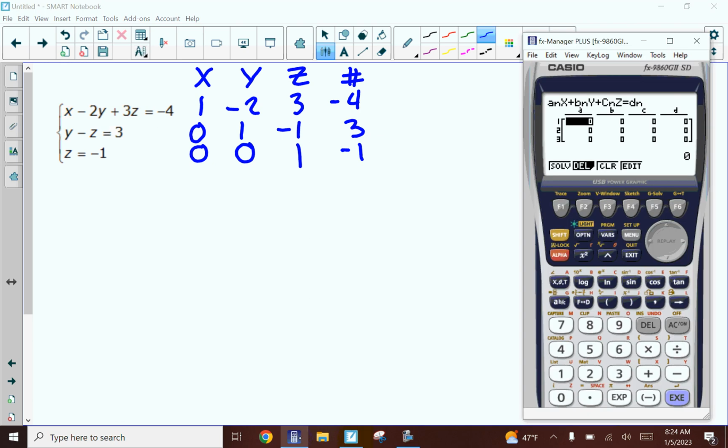So I'll hit F3 to clear it. I already did. So I hit 1. Try it with the pen, see if it types better. -2, 3, -4, 0, 1, -1, 3. We have 0, 0, 1, and -1.